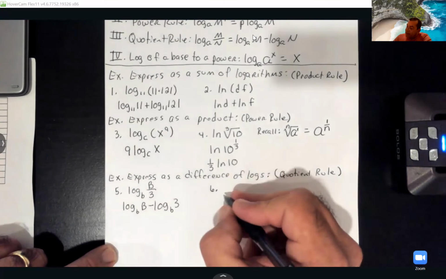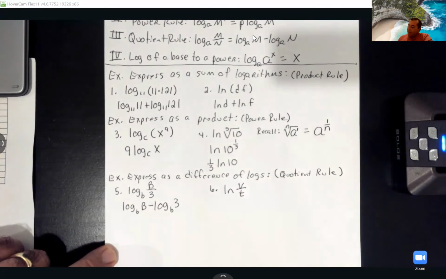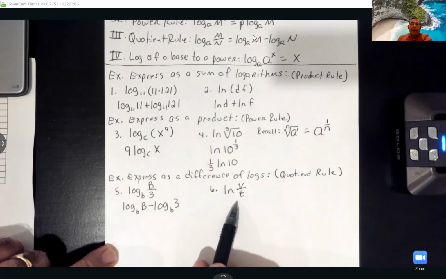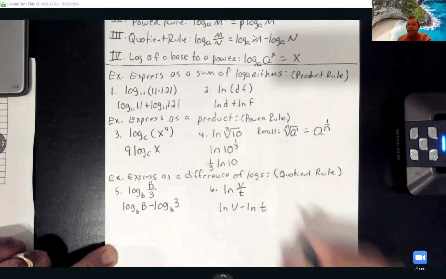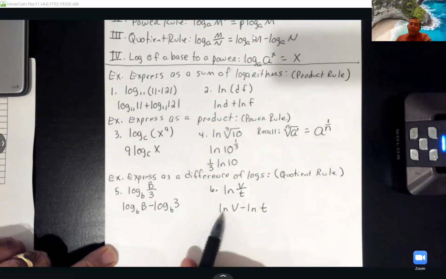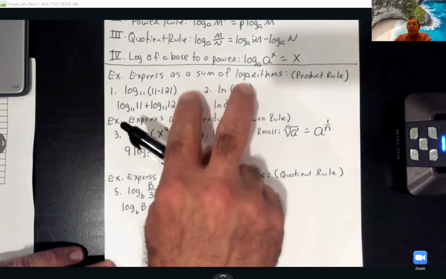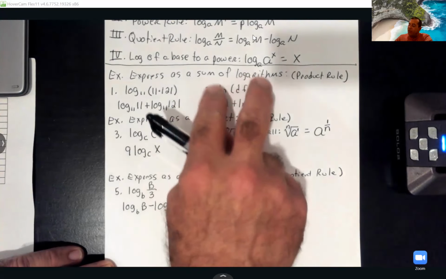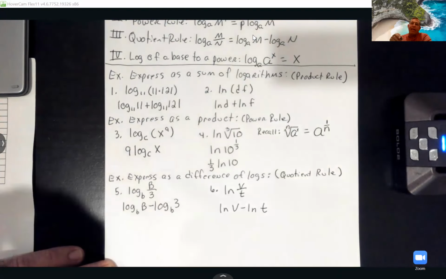Number 6 is going to use LNs. So this one has ln of v divided by t. You know, this ain't bad. ln of v minus ln of t. Now, just remember in MathLab, these are LNs, not INs, okay? All right, so they're getting us warmed up doing this, okay? Just getting you used to these 3 properties. Because now we're going to rewrite as sums or differences. So all these properties are now in play, okay? So let's move on to number 7.